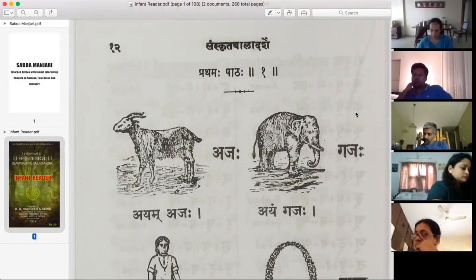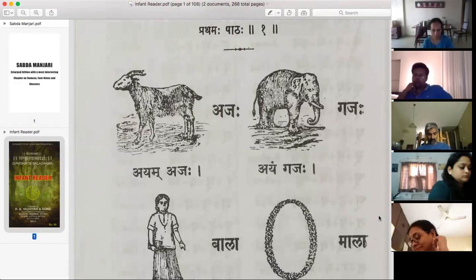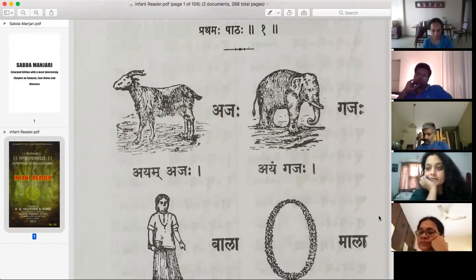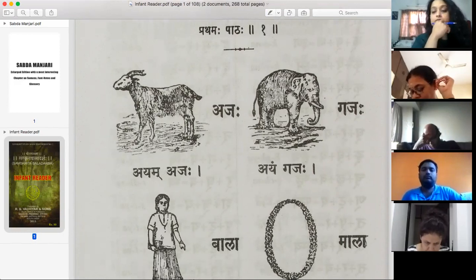Then the next one is Ayam gajaha. In Ayam gajaha also, you have to first identify the verb. So here also, the verb is not there. Ayam is a noun. Gajaha also is a noun. So the verb needs to be there. So you have to supply the verb. Ayam gajaha asti.